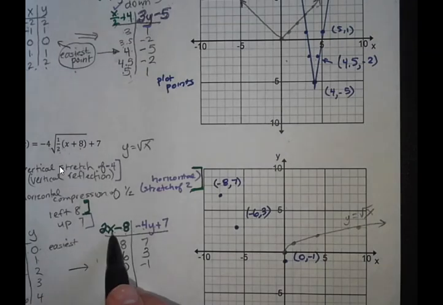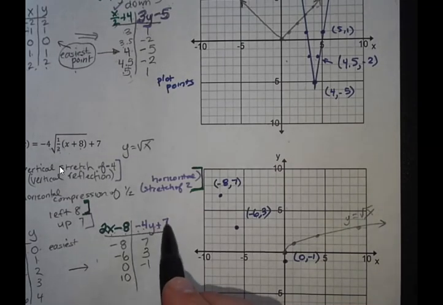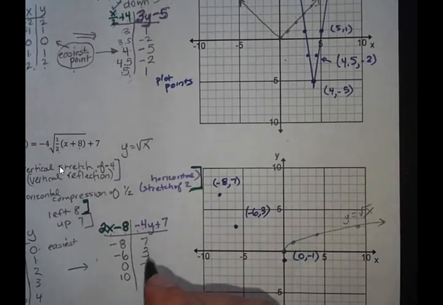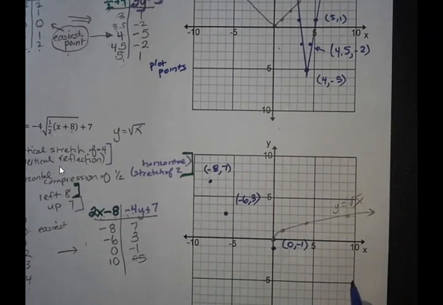Let's do the 9. 9 times 2 is 18, minus 8 is 10. 4 times negative 4 is negative 16, plus 7 is negative 9. So I'm going to go 10, negative 9. So we're way down here. All right, and then I can sketch it.